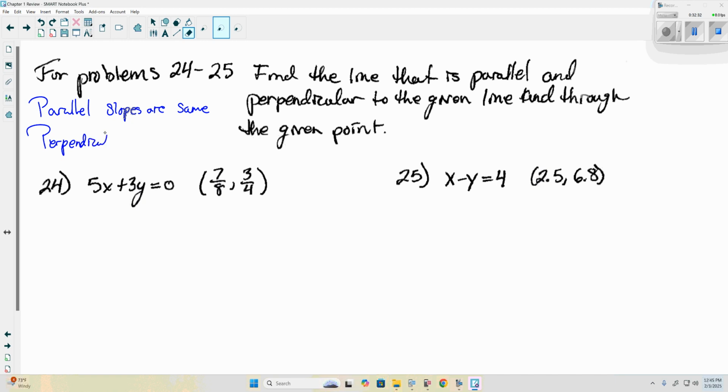Perpendicular slopes. There's not a second P in slopes. Opposite reciprocal. Opposite reciprocal. Change the sign and flip it.